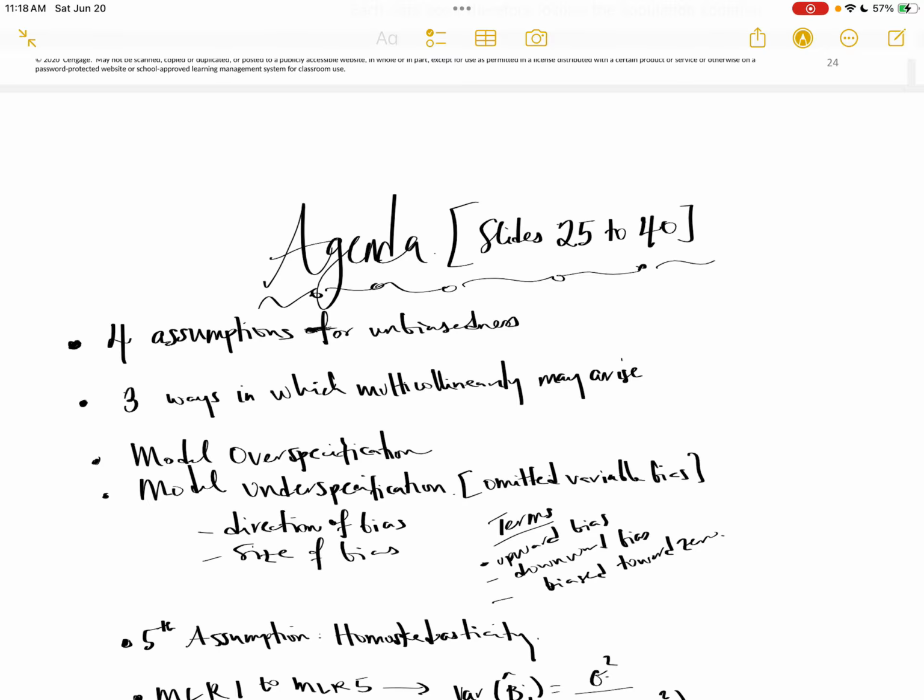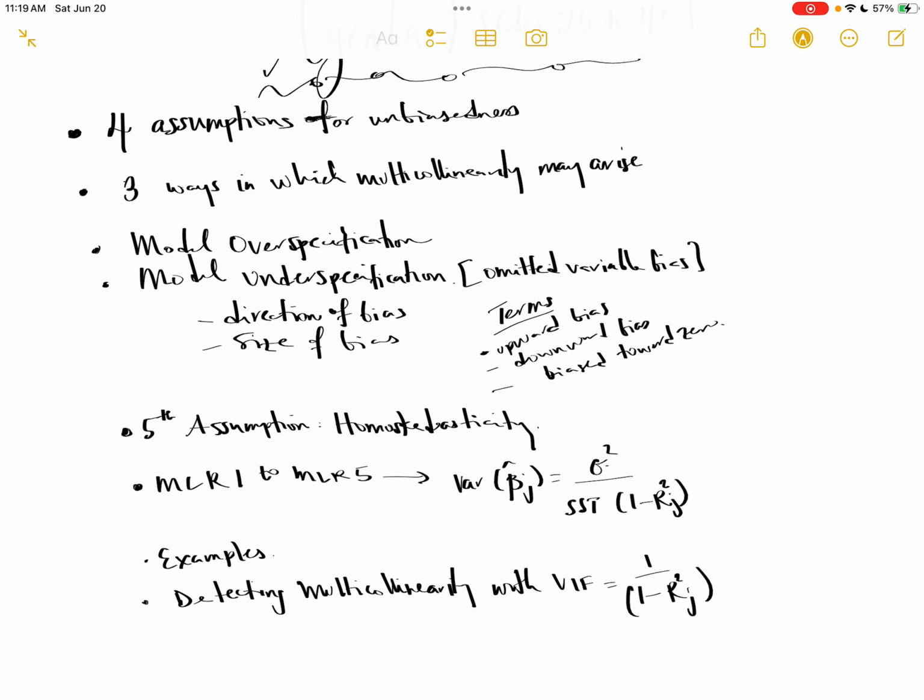We'll think of the direction of the bias, size of the bias, and we'll look at some terms like upward bias, downward bias, biased towards 0. What do those mean? Then we'll look at the 5th assumption, homoscedasticity, and we'll say that, well, with the first 5 assumptions, we can write the variance of the estimated OLS coefficient as sigma squared over the total sum of squares in xj times 1 minus r squared j. And I'll get into that in a bit.